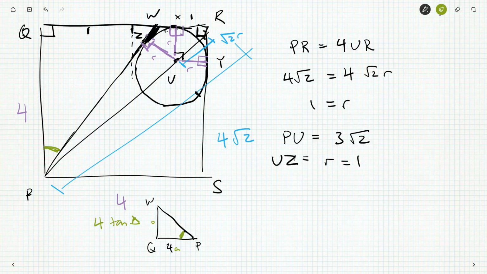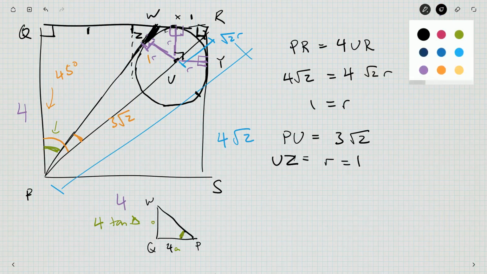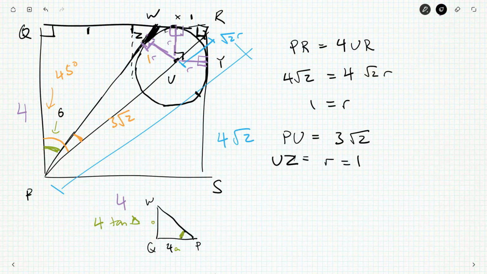So that shifts the problem to, can I figure out the green angle? Maybe I can, maybe I can't. But the green angle is going to be this angle here, which is one side to the diagonal, so it's going to be 45 degrees, minus this angle in here, and I know enough about this triangle, because I've got 1 and I've got 3 root 2, that I can figure this out. Okay. So let's give some names. Let's call this theta and this phi.